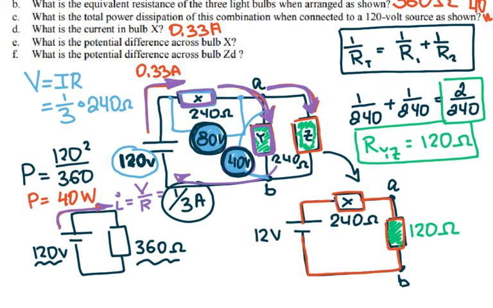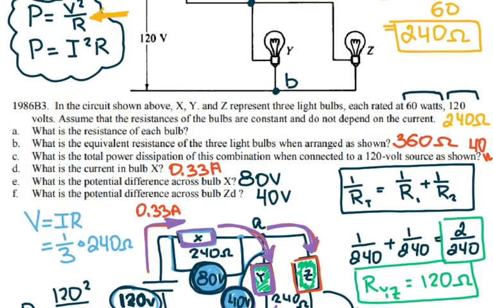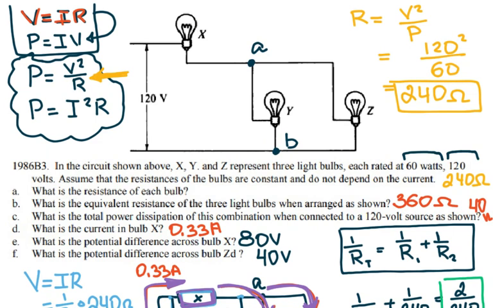All we had to answer for this question for E, what is the potential difference across the bulb X? That one we calculated as 80 volts. And then what is the potential difference across bulb Z? As we said, you have 120 volts, 80 of it is spent on the first resistor, then for the other two, no matter which one you go through, you spend another 40 volts. And that is all I have for this question from 1986.